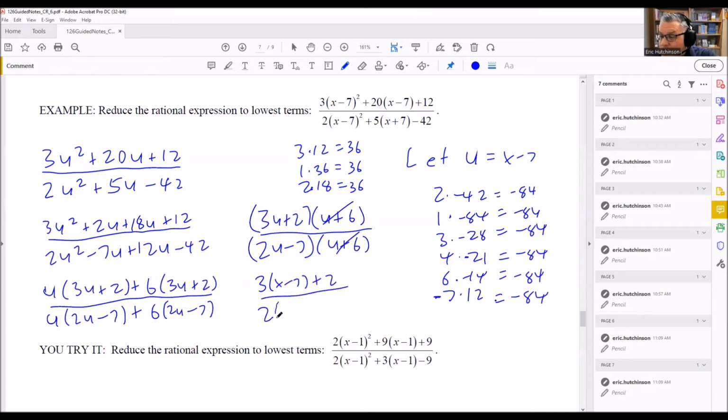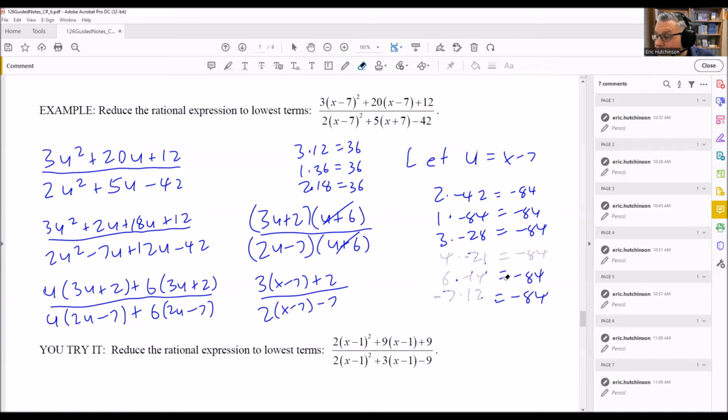On the bottom, I have 2 times x minus 7, and I have minus 7 here. So I just replaced these u's here with x minus 7. Then what I'm going to do is factor this. So I can erase these here, since we already have that done. That gives us a little bit of space to write out the answer.